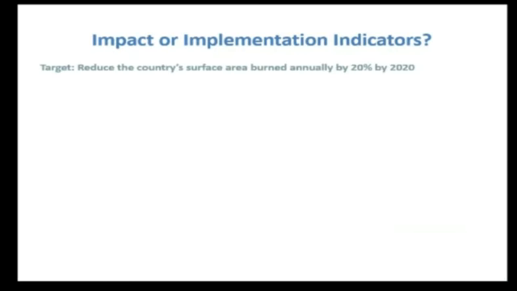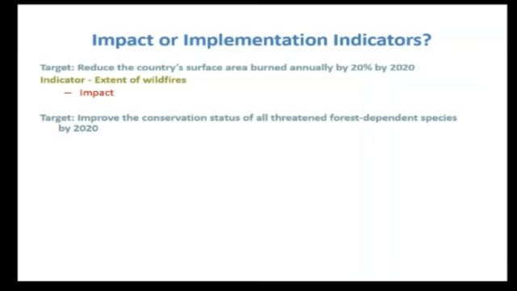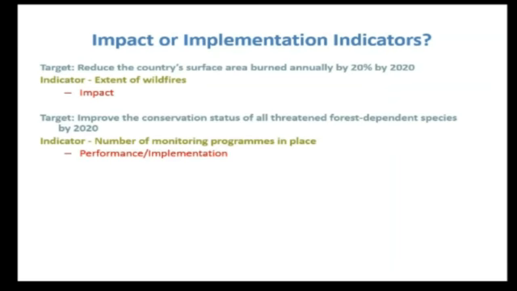So just to sort of kind of test yourselves on this a little, for a target to reduce the country's surface area that's burned annually by 20% by 2020, if you have an indicator of extent of wildfires, is that impact or implementation indicator? Well, it's an impact indicator. It's at the level of actually what areas are burnt. And so it relates directly to the target in that way. Target of improve the conservation status for threatened forest dependent species by 2020. The indicator is number of monitoring programs in place.